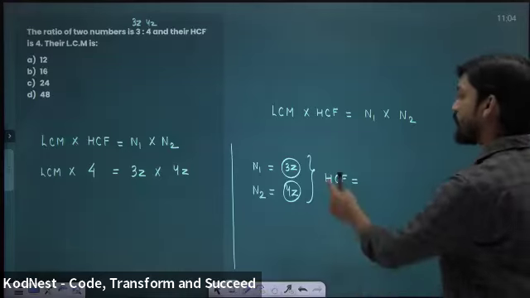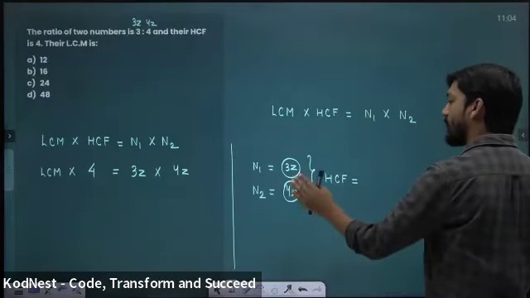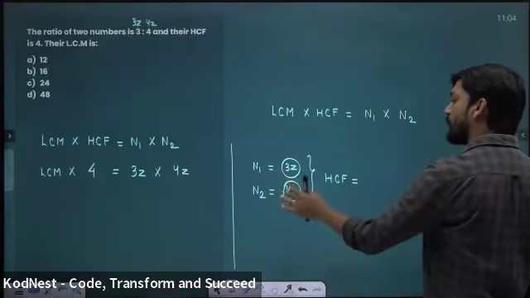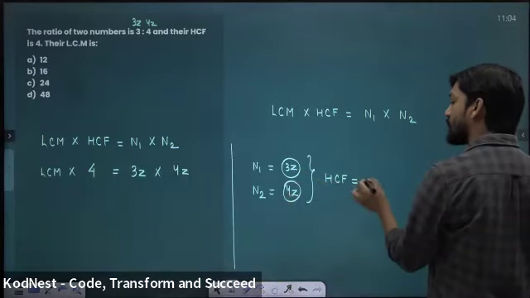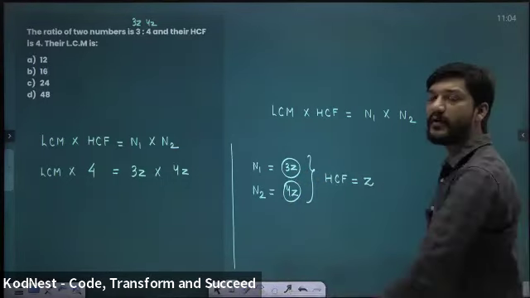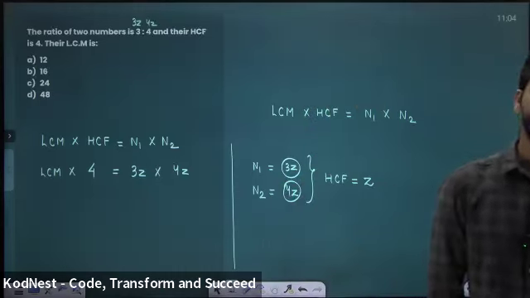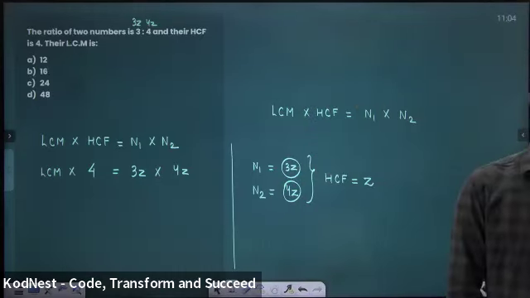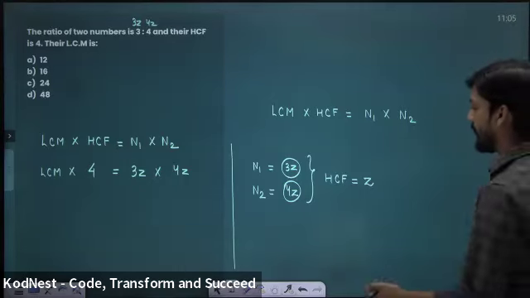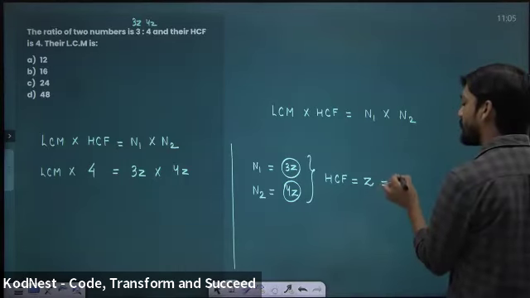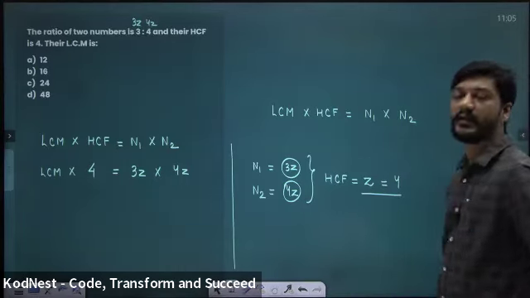Z. Z is common to this and this, yes or not? 3 and 4, nothing is common. Z, Z. So Z is the common factor. Able to understand this? Please answer. Now HCF is given as 4. So Z equals 4.